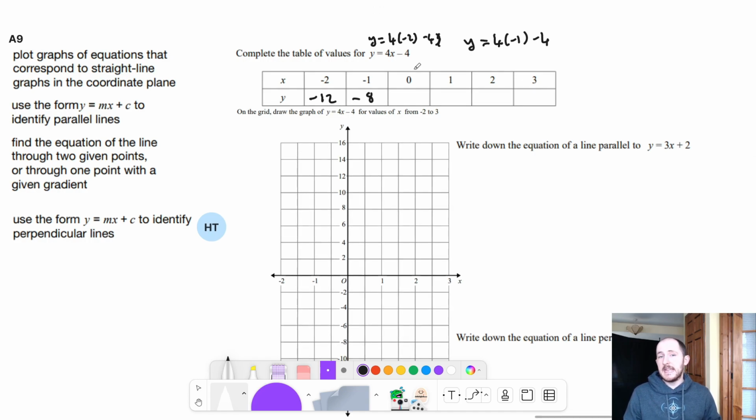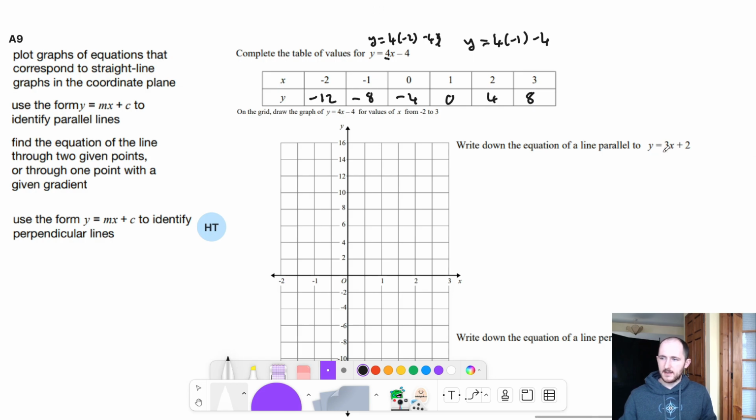Now, here is an interesting little trick, if this is easy for you. This number in front of the x tells me how much y increases each time. So I can actually fill in the rest of these. It's -4, 0, 4, 8. Because all I'm doing is like a sequence, right? And if you remember arithmetic sequences, they look something like that. They go up by 4 each time.